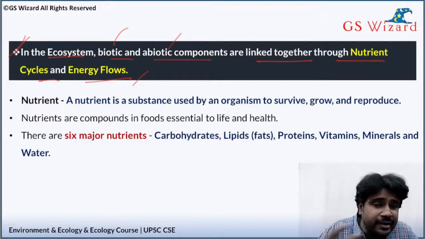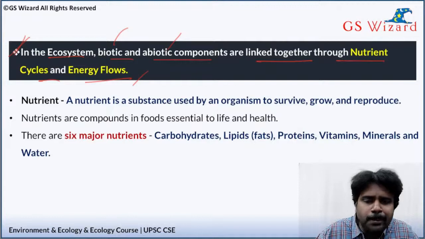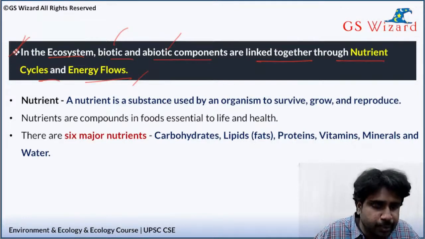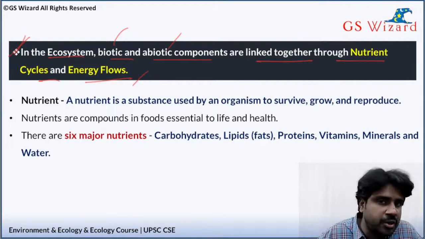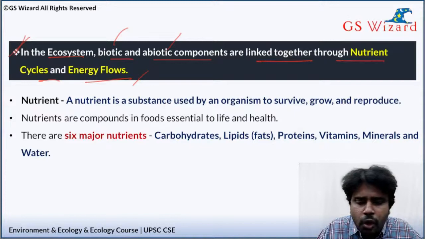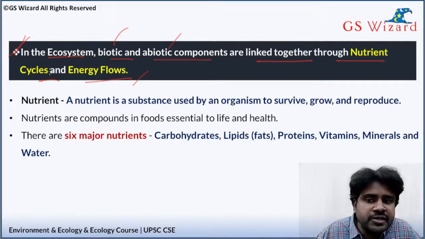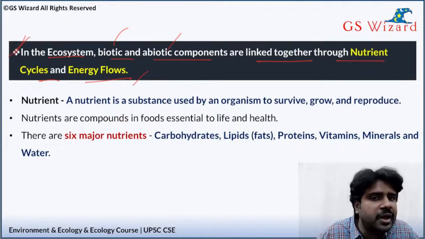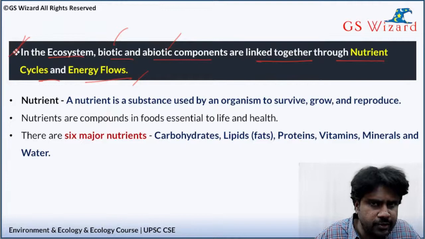Now, ecosystem means interactions. Okay. In 1 second, some millions of interactions happen between living organisms and also between living organisms and non-living things. What are those interactions? Very simple. All those interactions can be grouped under two headings. First is nutrient cycle, second is energy flow. As simple as that.